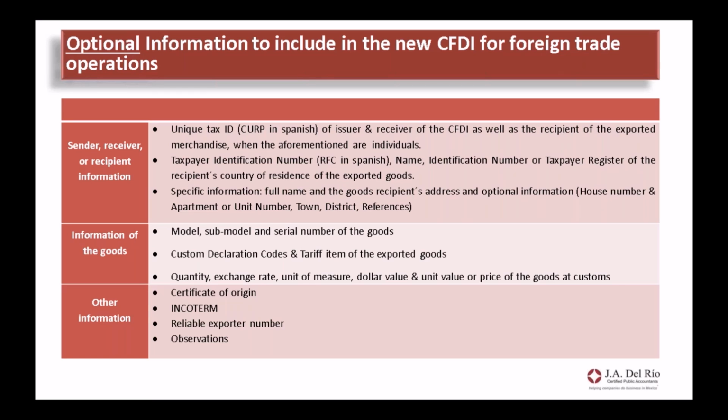As well, your taxpayer information number in Spanish, name, identification number of register of the recipient's country of residence of exported goods, and some specific information such as the full name of the recipient's address and optional information such as the house number, apartment number, town, district, references, etc. That was not established as mandatory like the other requirements.